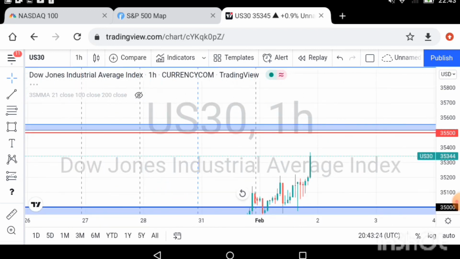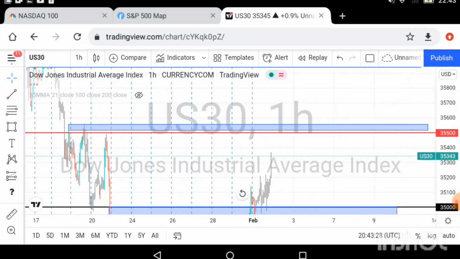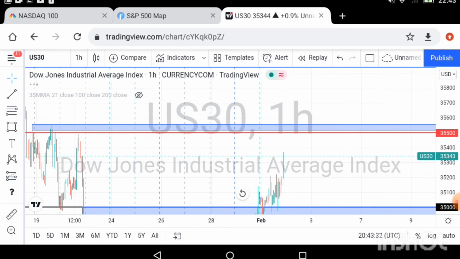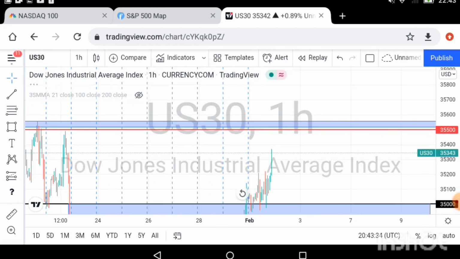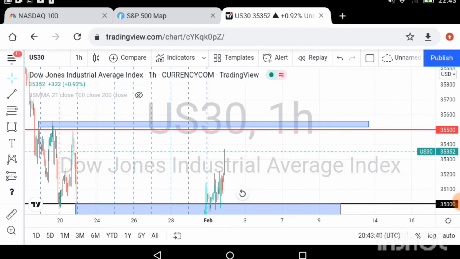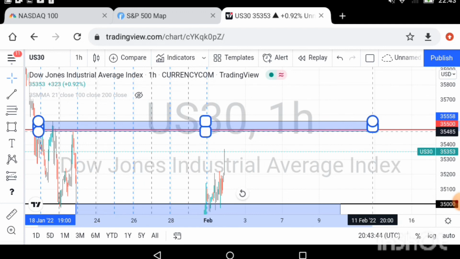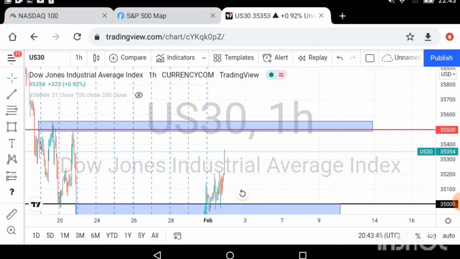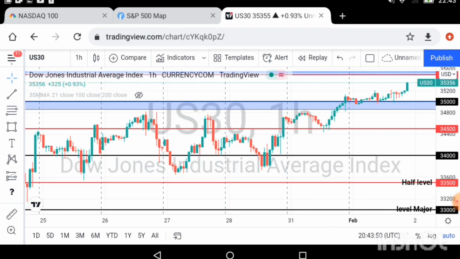Not bad. Let me go back and check. Okay, because we had a touch here, let me try to get this one also in. There we go. It's there. So this is going to be a level that we'll be looking at.